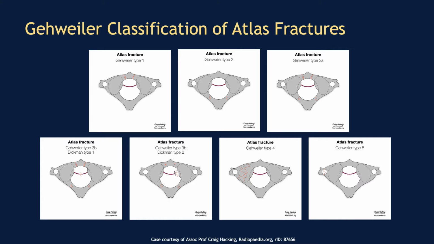The Guilherme type 4 and 5 fractures are fractures of the lateral mass and transverse process respectively. These fracture patterns occur following an axial loading and rotation injury. These fractures in isolation are considered a stable injury that can be managed with a cervical collar.